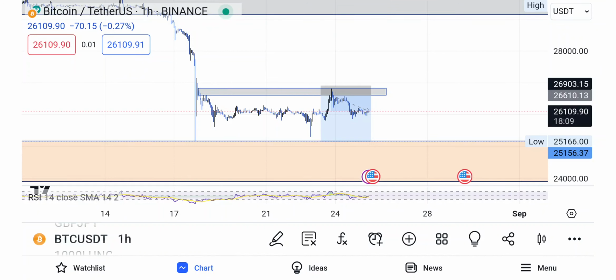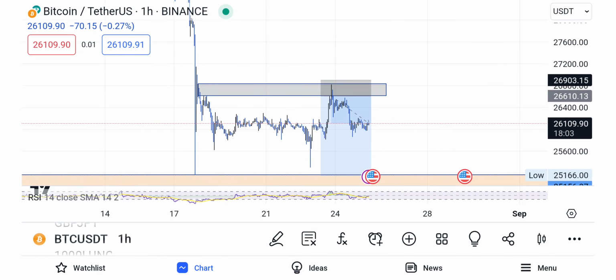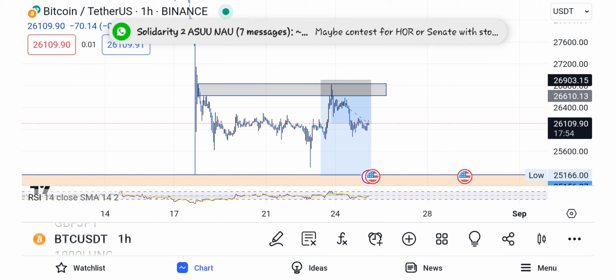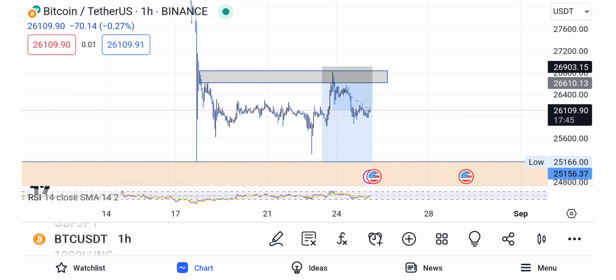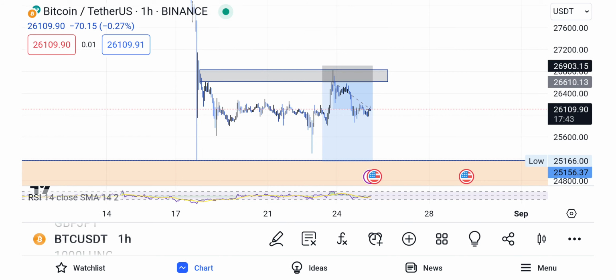So I posted something about top-down analysis, and some persons have asked me in the past what I mean by top-down analysis. So today I'm just going to try to do justice to it within 1-2 minutes. Okay. So top-down analysis simply means that you analyze from the higher time frame to the lower time frame.